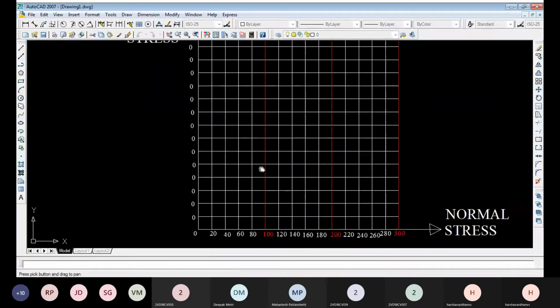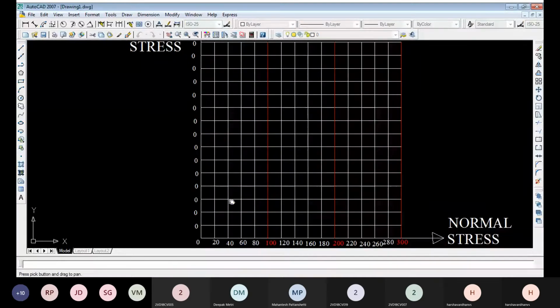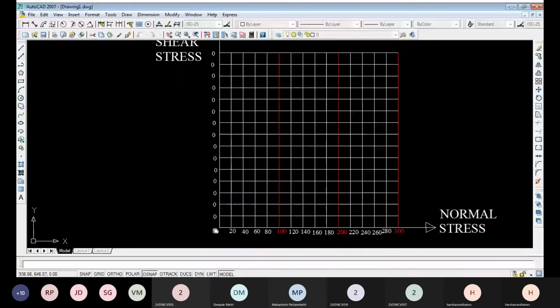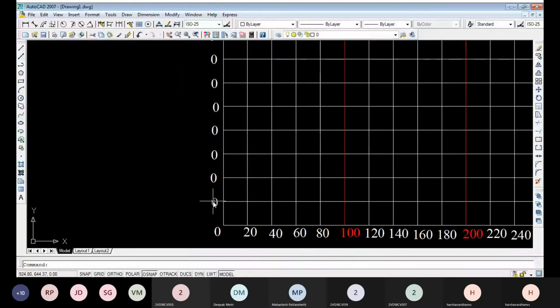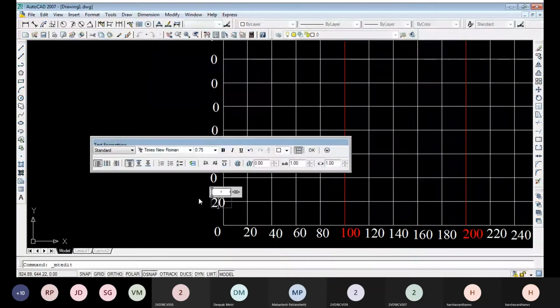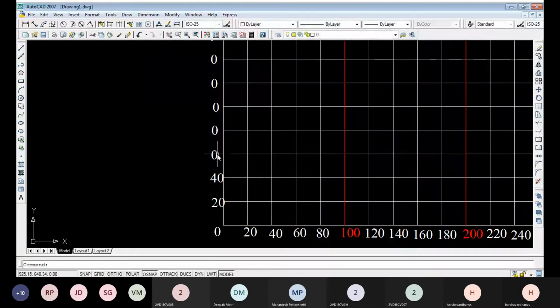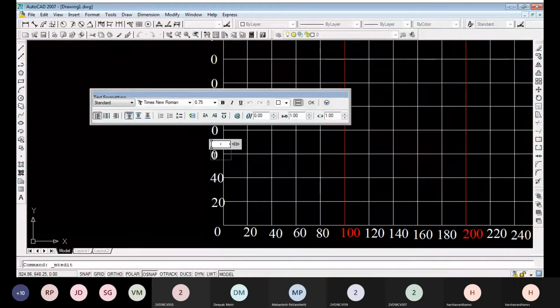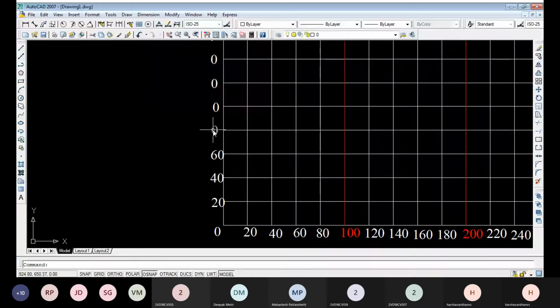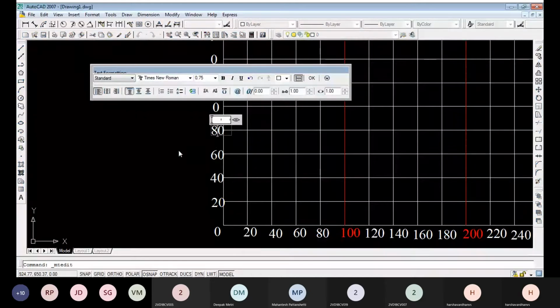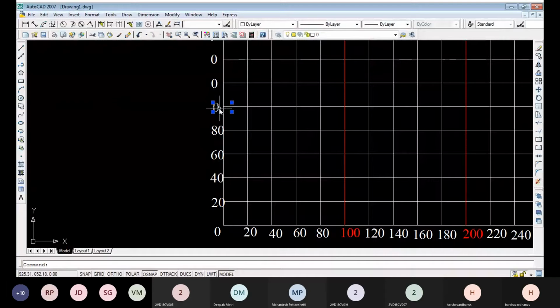For the y-axis also you have to take the same scale. Here 1 centimeter is equal to 20 kilonewton per meter square, and here also 1 centimeter should be equal to 20 kilonewton per meter square. So we'll mark all the values. The highest value is 240 here, so we'll mark values up to 240. This is 80. This is 100.